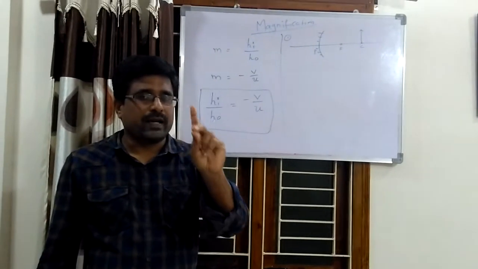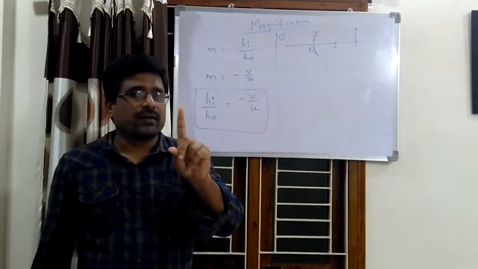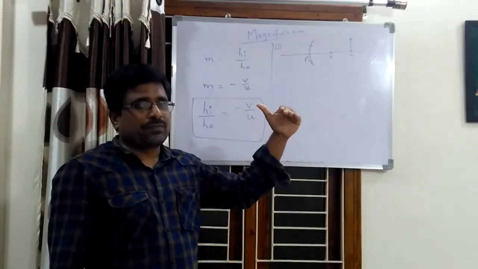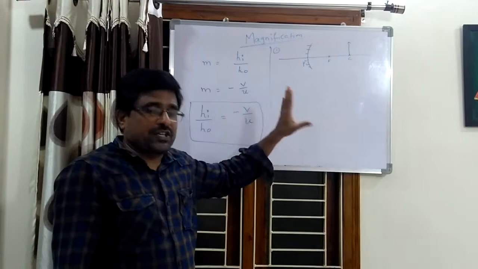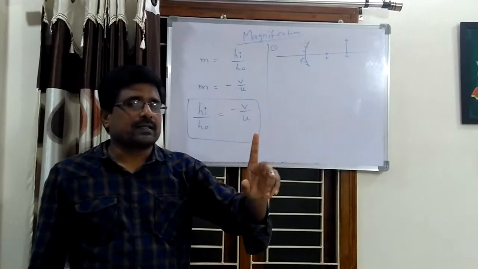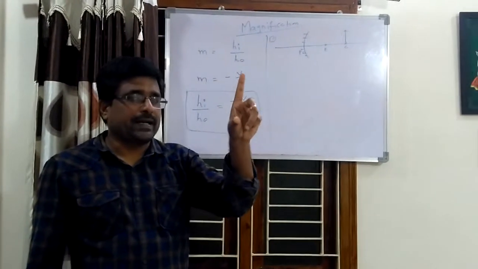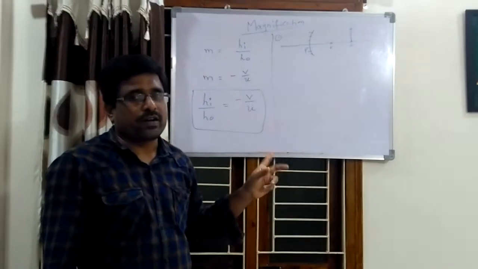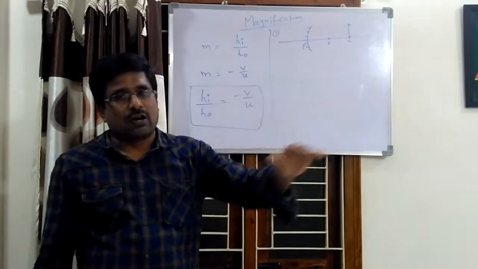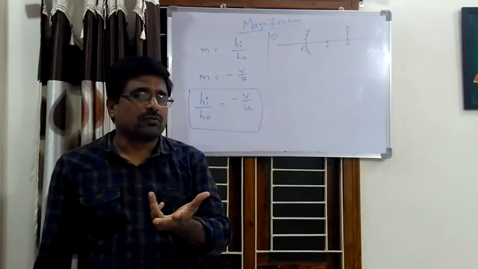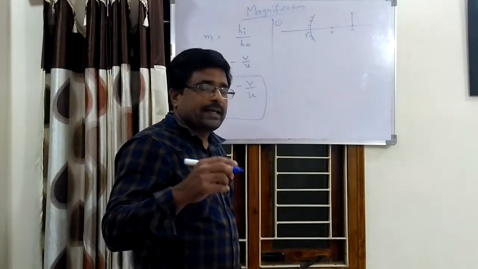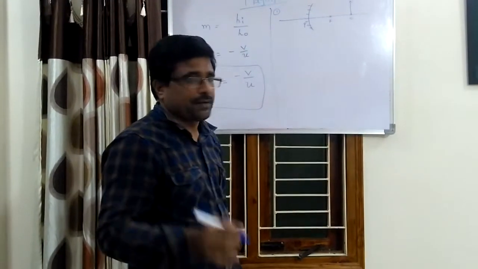One is R1 and the second one is R2. What is R1? It is traveling parallel to the principal axis. After reflection, it passes through the focus. The second ray starts from the object and travels through the focus. After reflection, it passes parallel to the principal axis. Now I am going to draw these two ray diagrams. Then we can easily find where the image position is.